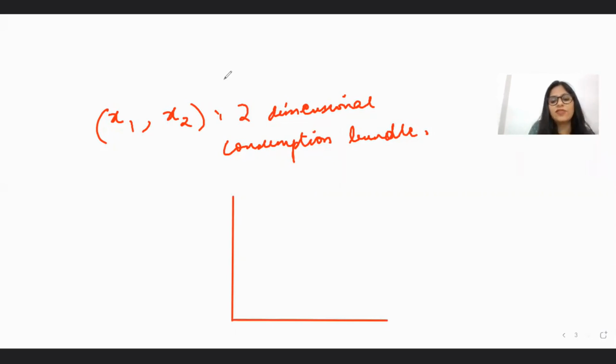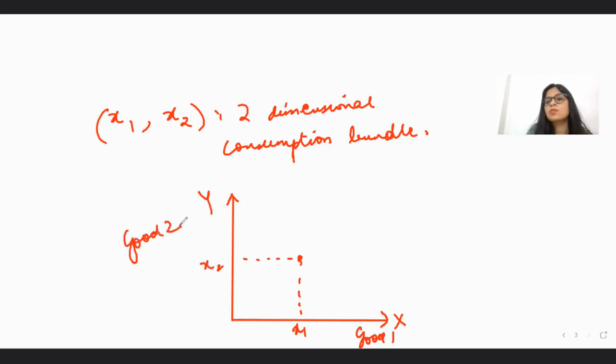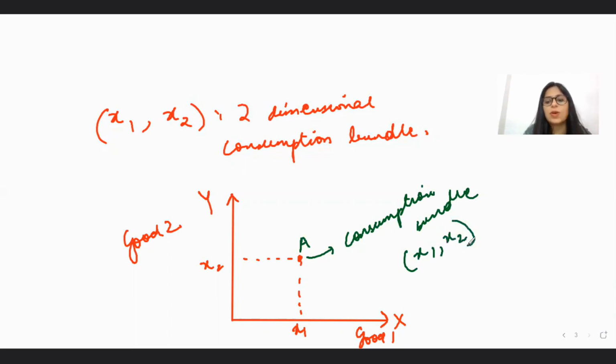So you have your x-axis, you have your y-axis. You take a point like this. Suppose you are consuming x1 units of good 1 and let's say x2 units of good 2. Then this right here is your consumption bundle. How do I present it? The consumption bundle is of the form (x1, x2).